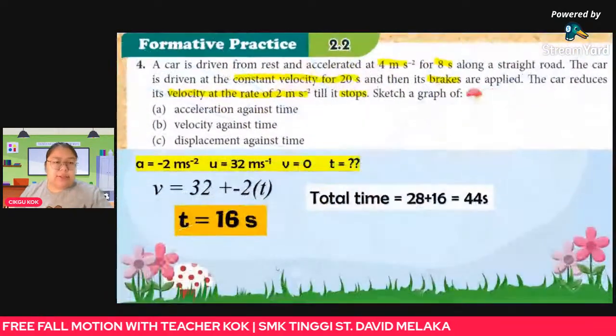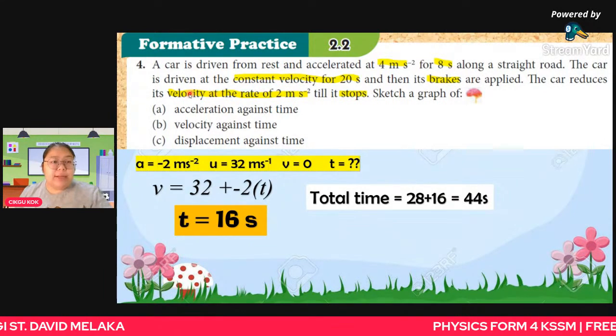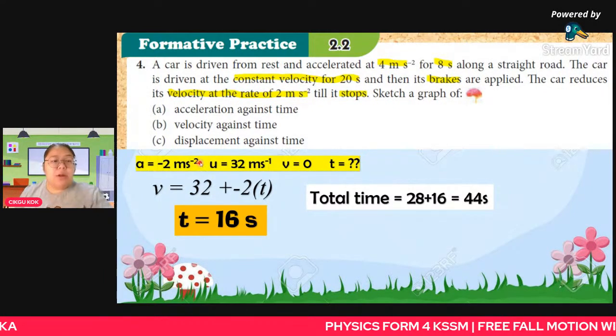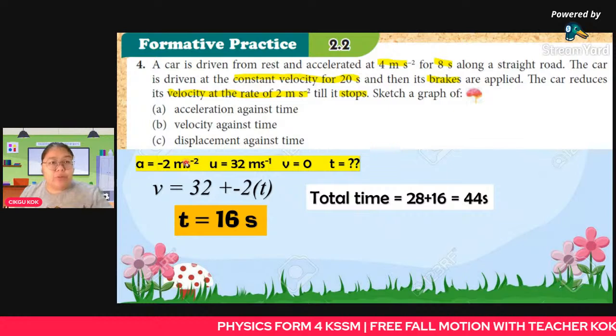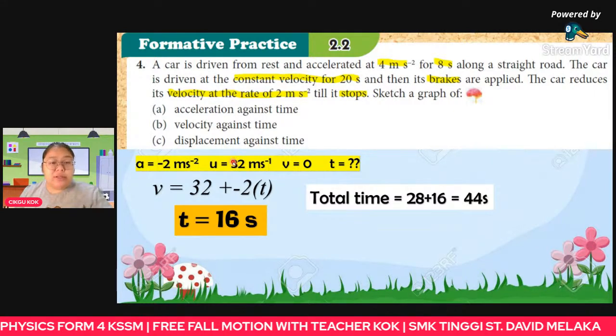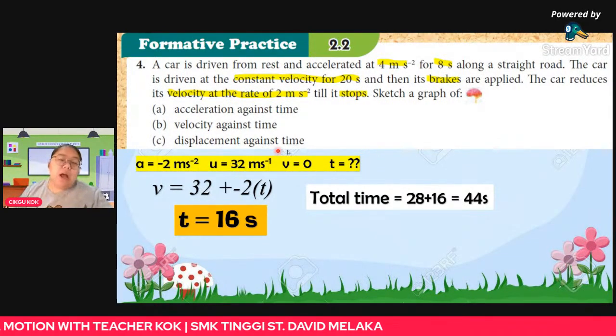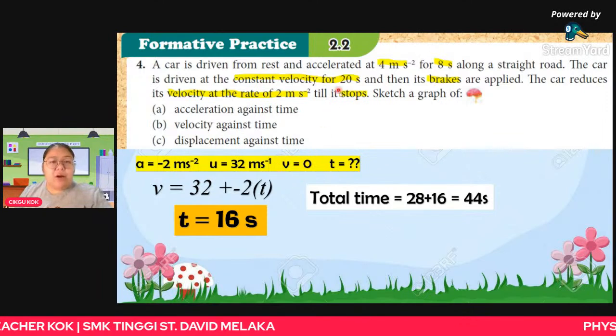Okay, the 16 is here. Okay, you can see the 16, how to get it. The 16 is the last part, that means before the stop. The velocity already is negative 2. But the initial velocity is already a constant, just now we get the answer, that's a 32. After that, they say finally the object is stopped.